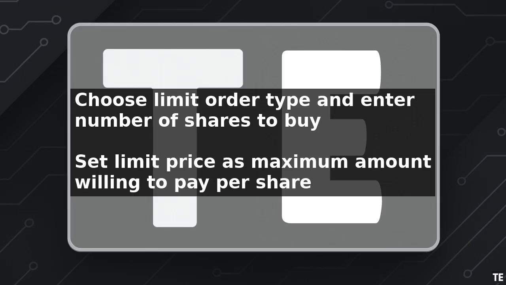For example, if you want to buy 10 shares of a stock with a current price of $50, but you only want to pay $45 per share, you would enter $45 as your limit price.